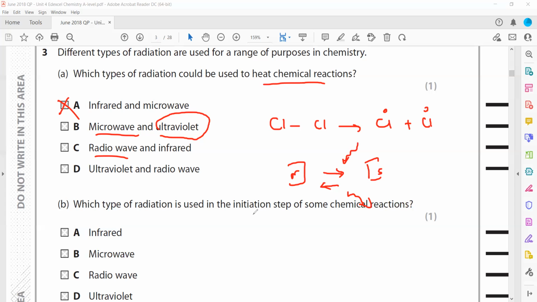Which type of radiation is used in the initiation step, in which we produce a free radical? So which radiation is this? Ultraviolet, so D will be the right answer.